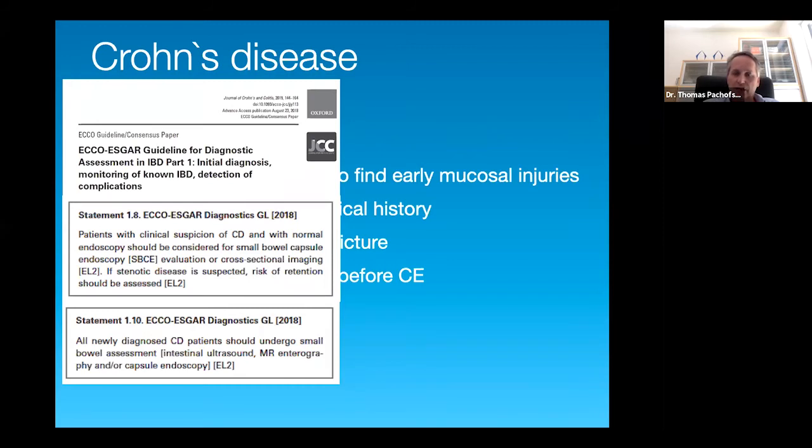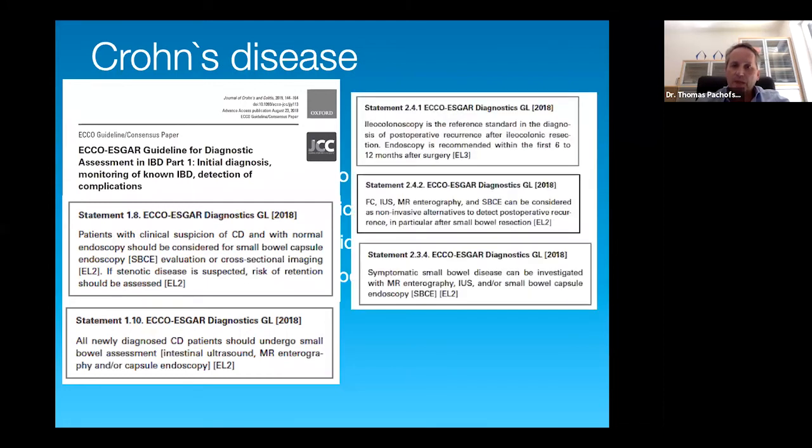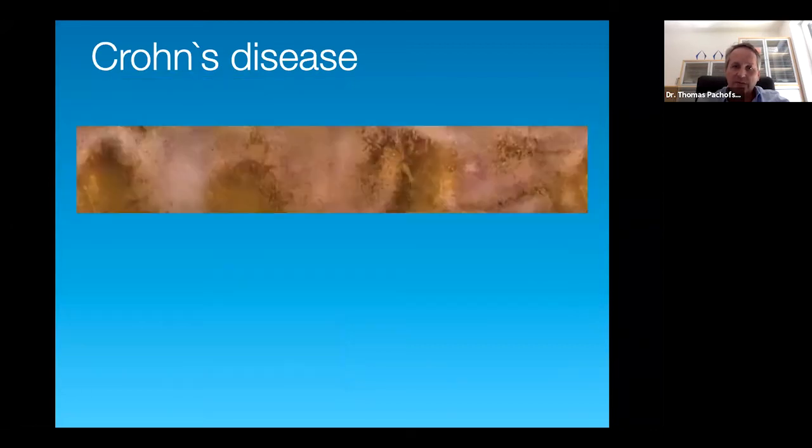So for me, in my unit, capsule endoscopy is the preferred examination for the small bowel, and so we perform capsule endoscopy very often. That's the rest of the ECCO statements. So they have changed their mind. In the years before, they told us you have to do an MRI before performing capsule endoscopy, you have to use a patency capsule before. That's gone. It's over. Now we have the statement from the ECCO: just do capsule endoscopy for Crohn's disease.